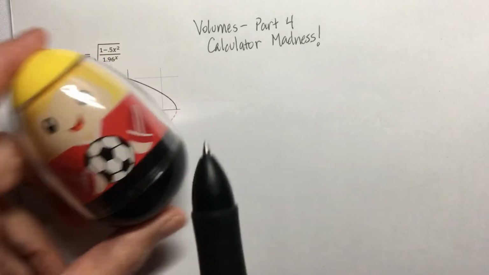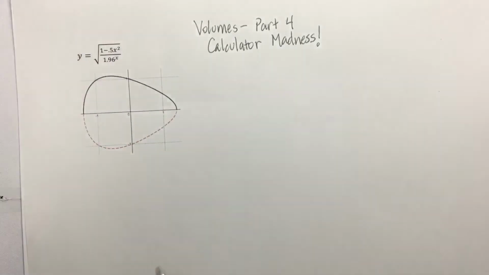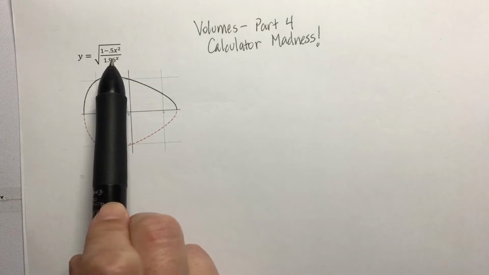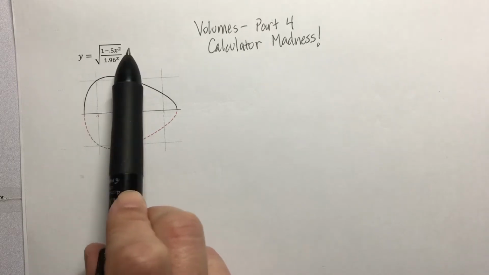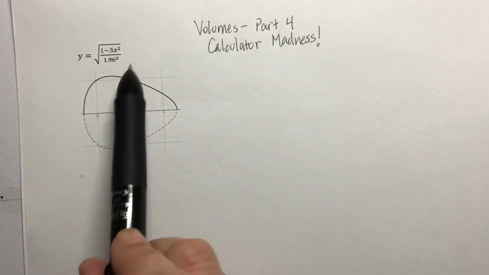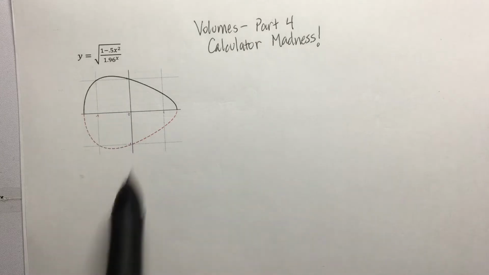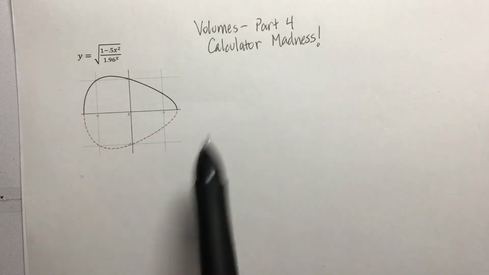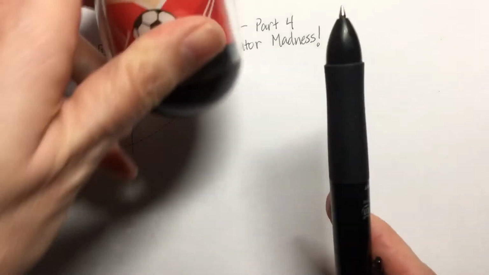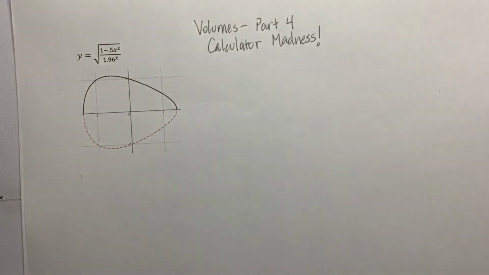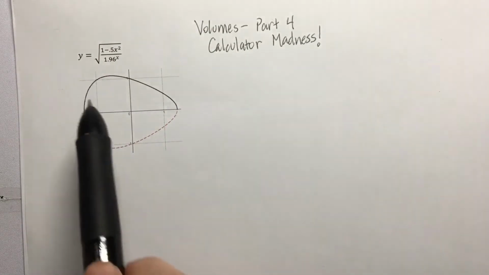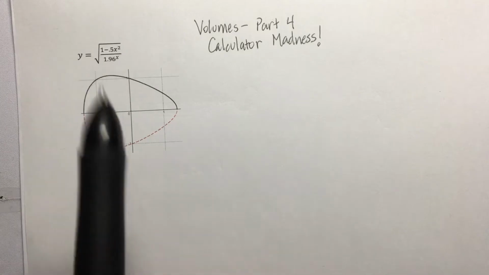I did a little Googling, and I did a little research, and I found this equation. Of course, the square root of, and then in the numerator, 1 minus 0.5x squared divided by 1.96 to the x. I messed with it a little bit to fit it roughly to this. This is not something we'll be able to do without a calculator, and that's what this is all about.